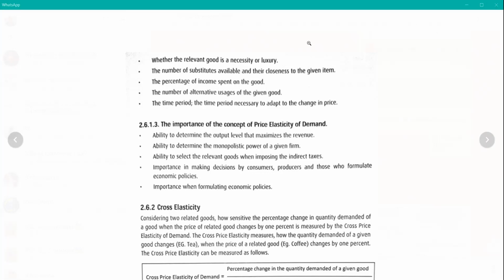Next one, the number of alternative usages of a given good. Simply, some goods have many benefits. Let's say water. Water has many benefits, many uses. Then demand is somewhat inelastic.